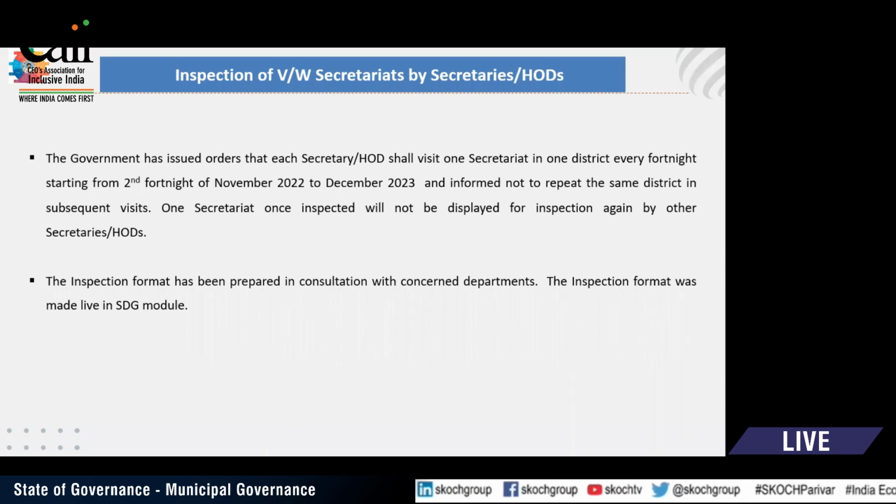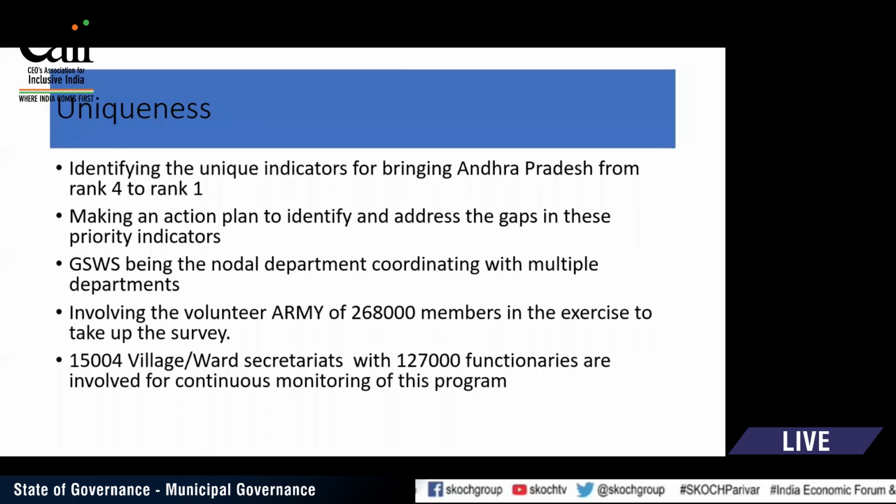So by this, many villages would be inspected by all the secretaries and HODs. The uniqueness of this scheme is identifying unique indicators to bring Andhra Pradesh from rank 4 to rank 1, and making an action plan to identify and address gaps in these priority indicators.